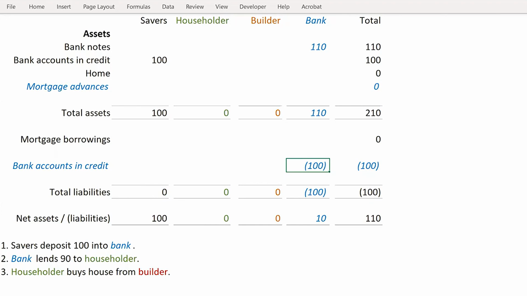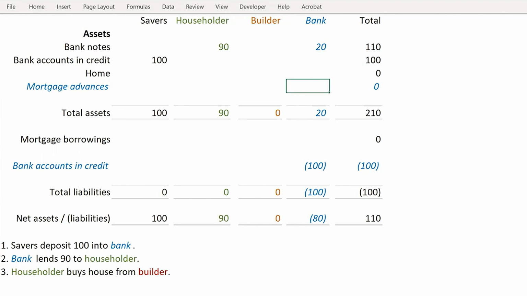Now, the bank can do its other activity, so it's a deposit-taking institution, but also a lending institution. So a householder comes along and wants to borrow, let's say 90,000. So the householder gets a loan of 90. Let's just assume it's taken in cash for simplicity. The householder's cash goes up by 90. The bank's cash goes down by 90, but the householder's got an obligation to the bank.